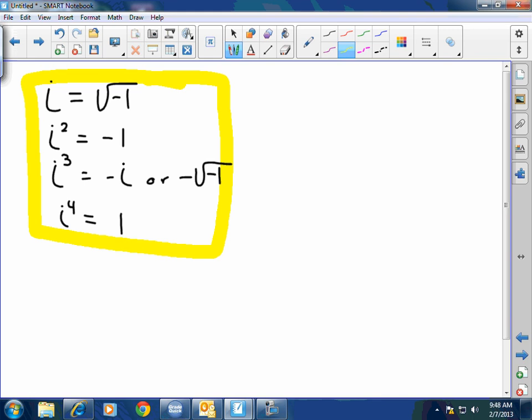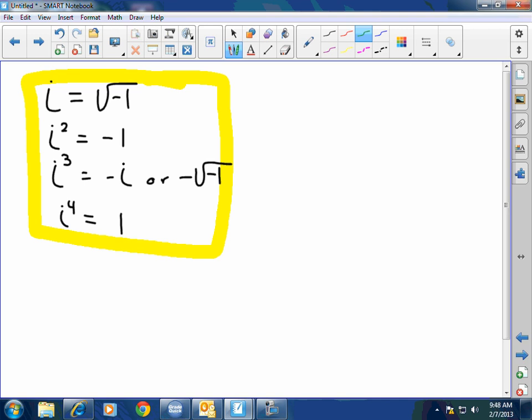You're going to have situations coming up where we're going to be FOILing with i's. So sometimes you're going to have an i times an i. Well, it's the same as x times x: you keep the base and add the exponent. So i times i would be i squared. Sometimes you're going to have i squared times i, which is going to be i cubed. So I want you to understand what these values are because of that.